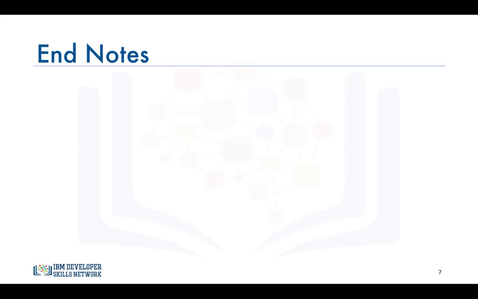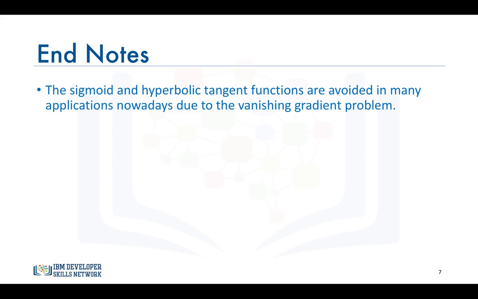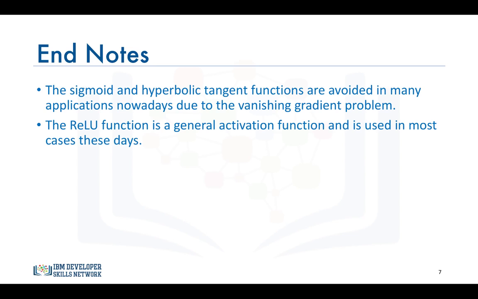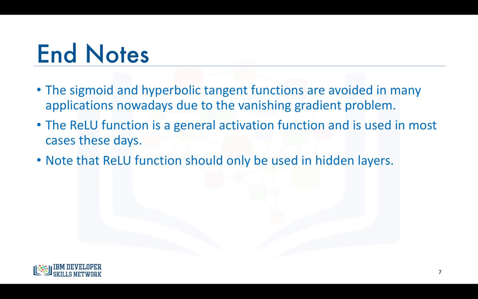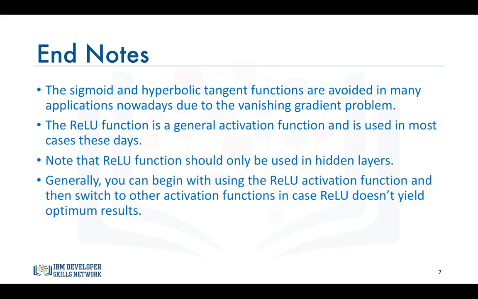In conclusion, the sigmoid and the tanh functions are avoided in many applications nowadays, since they can lead to the vanishing gradient problem. The ReLU function is the function that's widely used nowadays, and it's important to note that it's only used in the hidden layers. Finally, when building a model, you can begin with using the ReLU function, and then you can switch to other activation functions if the ReLU function does not yield a good performance.